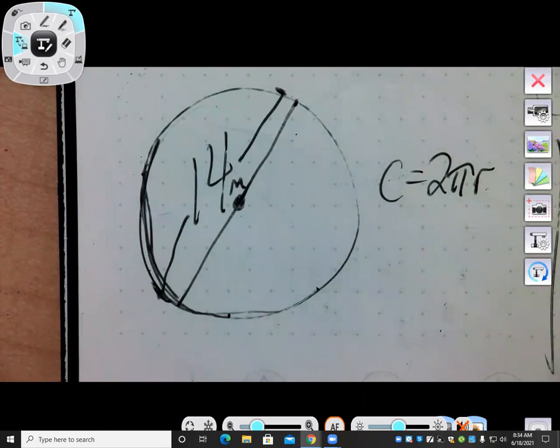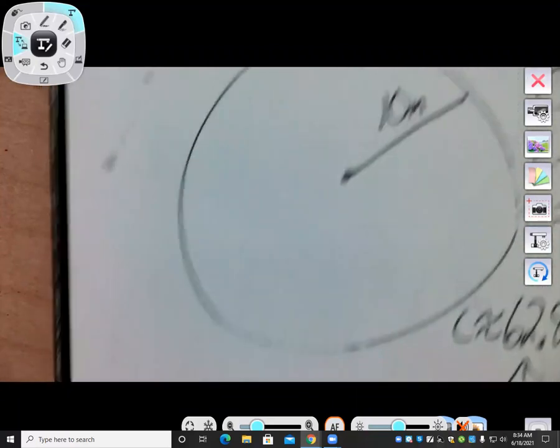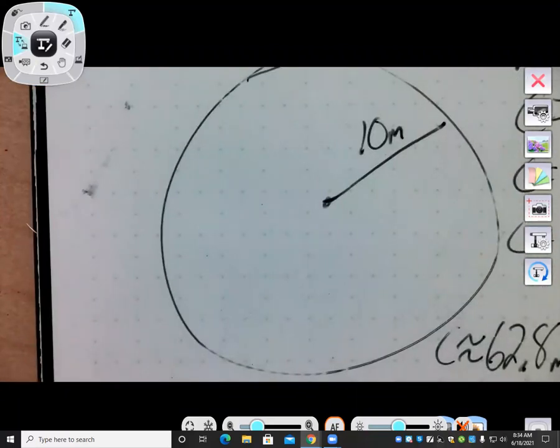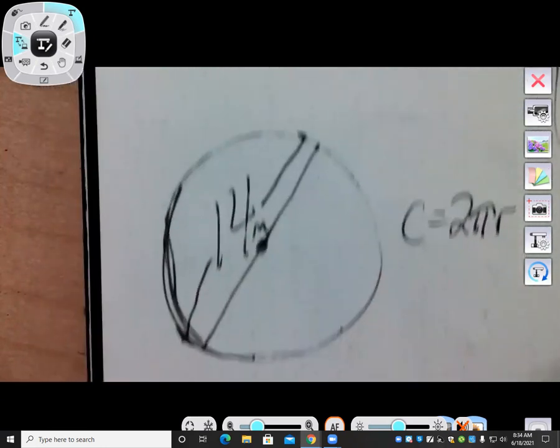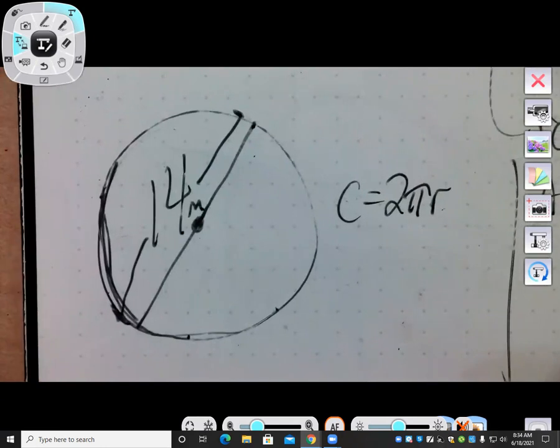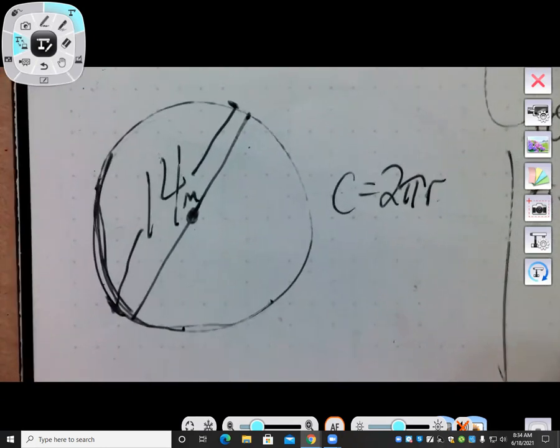Yeah, see this one, I only gave you the radius. See that? See the difference? Yeah, so that's how I tried to trick you. Well, hey, I gave you a warning.